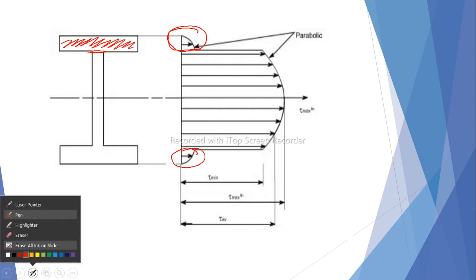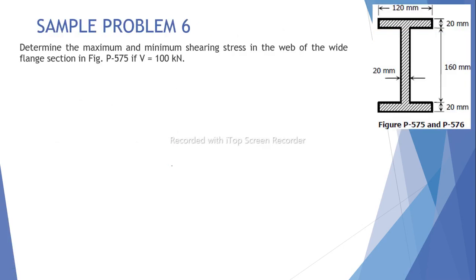Okay. So, let's start our computation. So, we have the V nga 100 kilonewton. So, again, we have the V nga 100 kilonewton or atong gamiton is 100,000 newton. So dapat naka-newtons ang unit for the V if we are going to use the SI. Next is, di ba atong formula we have the shearing stress is equal to VQ over IP.